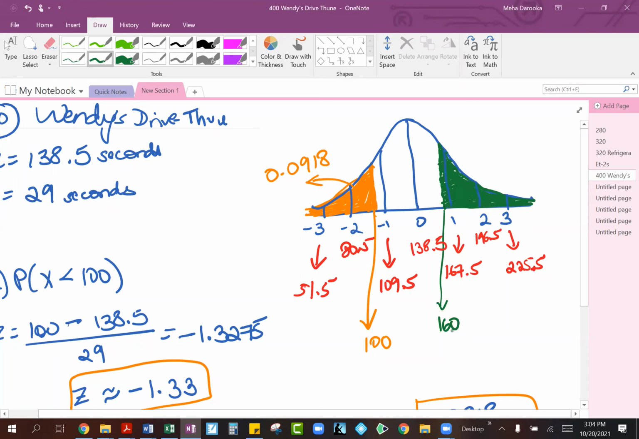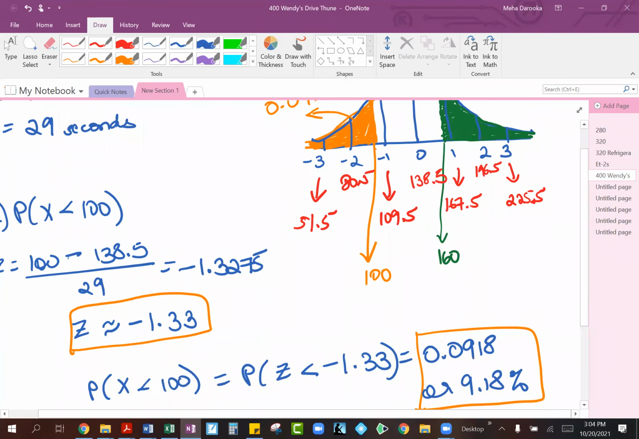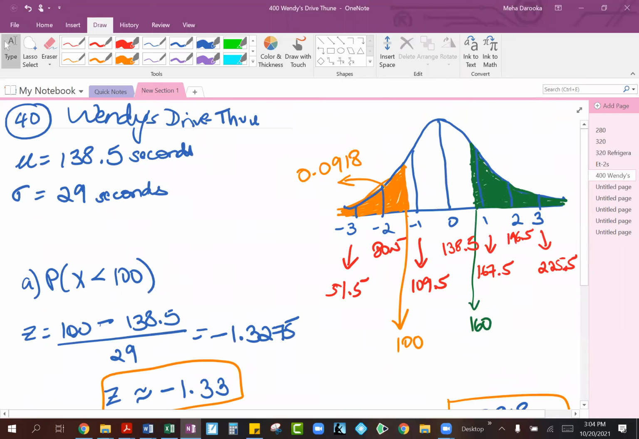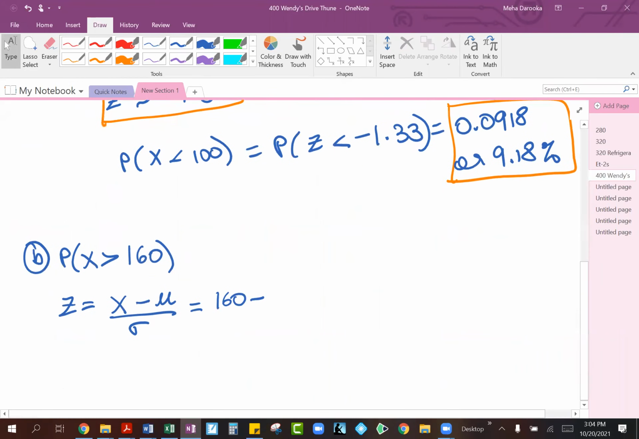Same thing, we first need to calculate what the z-score is going to be for 160. Remember that calculation is the data value minus the mean, divided by the standard deviation. Our data value is 160, your mean again is 138.5, and the standard deviation is 29. So can you please tell me what our z-score will come out to be for part B?